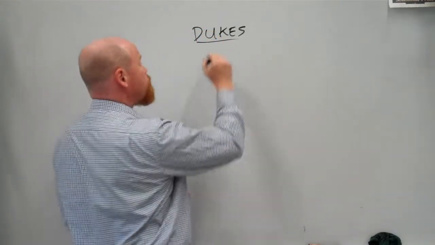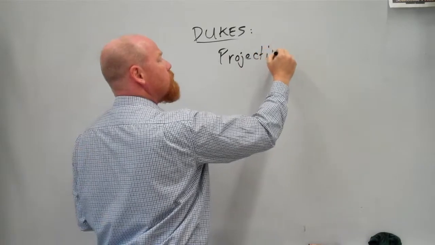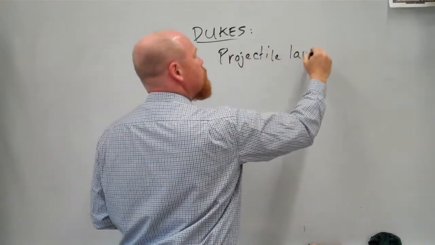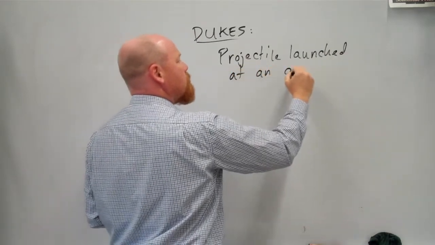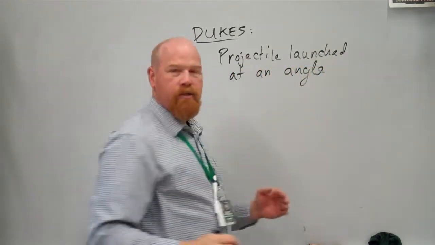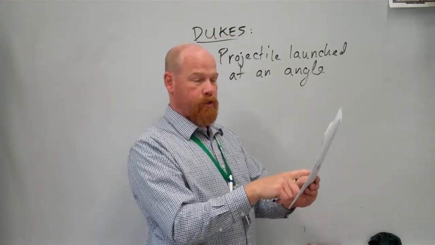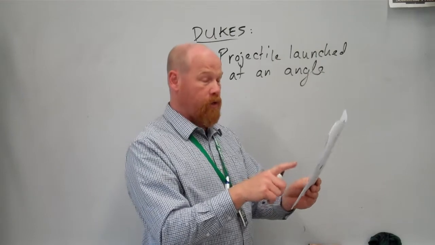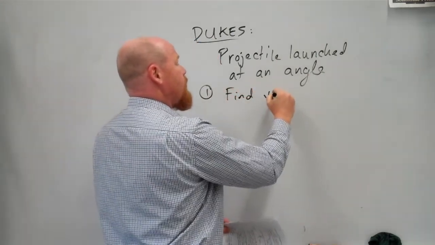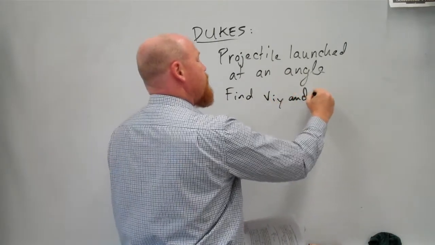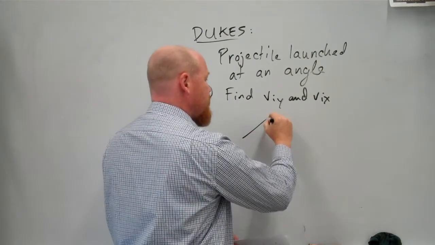So a Duke's projectile would be a projectile launched at an angle. And so there's a couple steps you need to do. If you look on your sheets, on your review packet, it says Duke's projectiles launched at an angle from the ground. Step 1 is to find VIY and VIX.